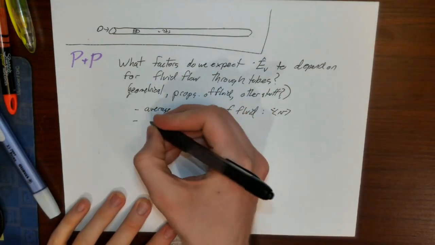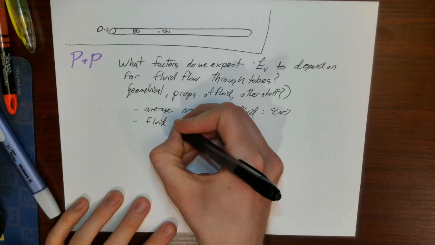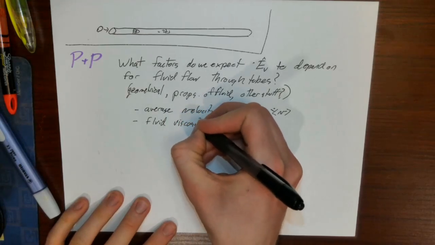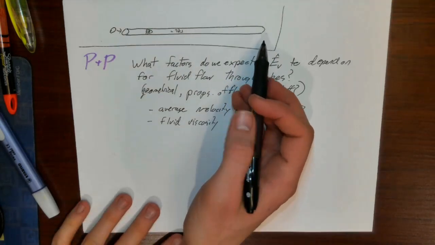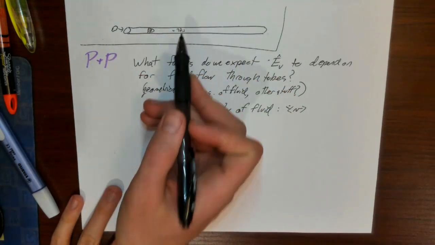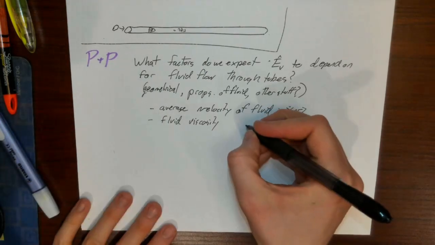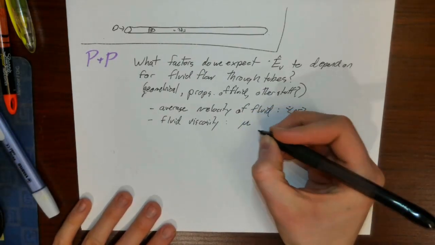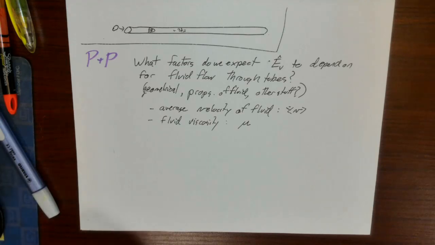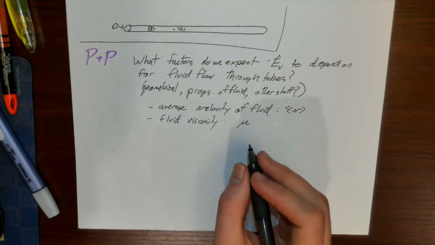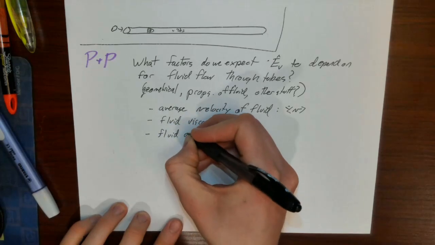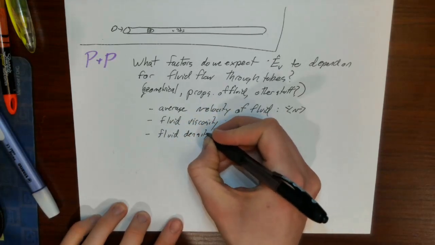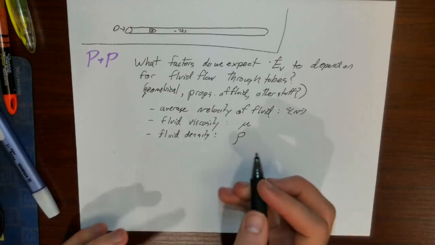Well, unsurprisingly, it depends on the fluid viscosity. If you were trying to force air through the tube, you would probably encounter a heck of a lot less friction than if you were trying to force honey through that tube. So the fluid viscosity makes a lot of difference in terms of how much friction we anticipate. It turns out that the fluid density also matters.